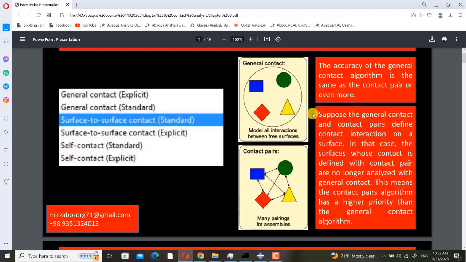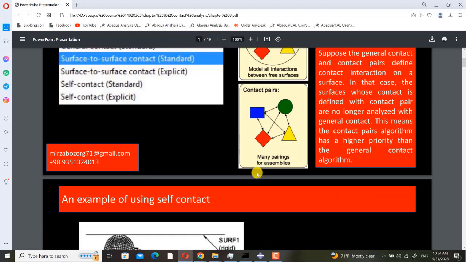Did you understand this? For example, in a model like this, suppose that we define both the general contact and surface to surface contacts, okay? For the surfaces where both of them are defined, only surface to surface contact will be accounted because it has a higher priority. Also, the priority of tie constraint is higher than the surface to surface contact. Okay? It is very important.